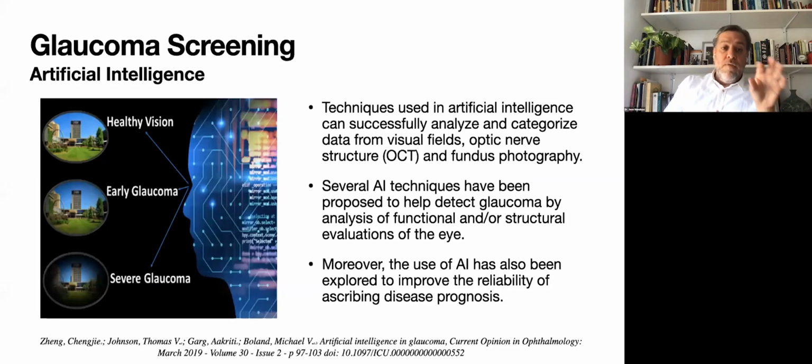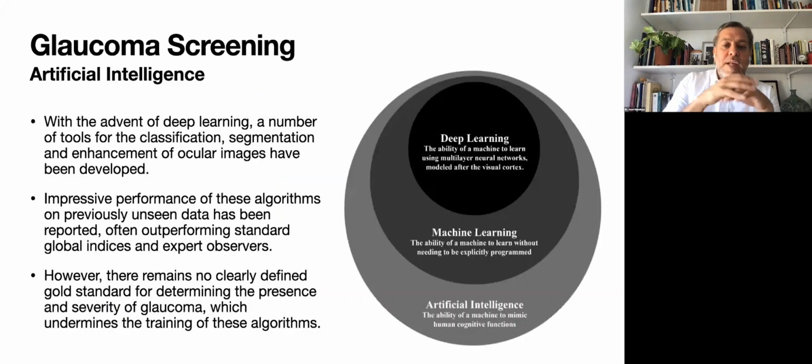So what's coming really hot in glaucoma screening, and not only glaucoma screening but also a lot of different retinal pathologies, is artificial intelligence. Several AI techniques have been proposed to help detect glaucoma by analyzing functional and structural evaluations of the eye. The use of artificial intelligence has also been explored to improve the reliability of prognosis. So right now, we're having a lot of different studies on artificial intelligence. We have to know that there are different types of artificial intelligence.